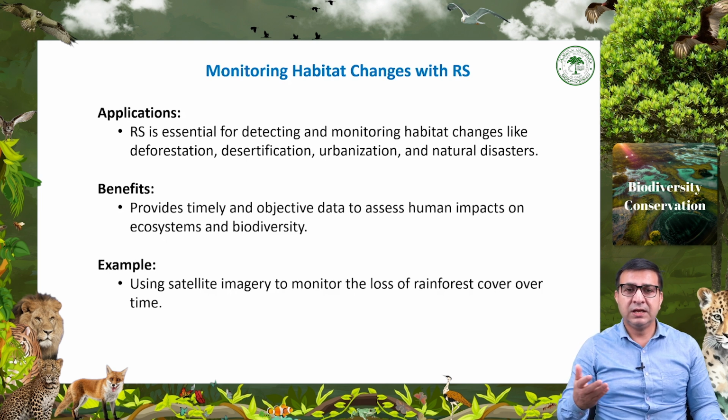For instance, satellite imagery can track the rapid loss of rainforest in tropical regions, which are home to a large number of endangered species. This data can be used to monitor forest recovery efforts, evaluate the effectiveness of conservation policies and direct reforestation efforts. RS thus provides objective data that enables conservationists to quickly assess human impacts on habitats, allowing for timely interventions to mitigate these effects.